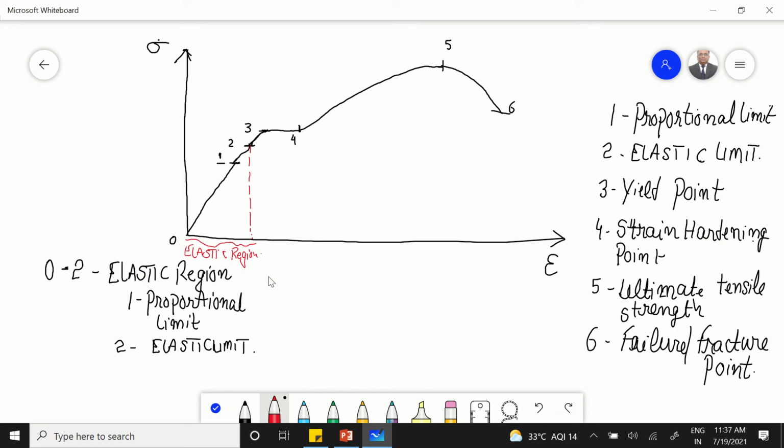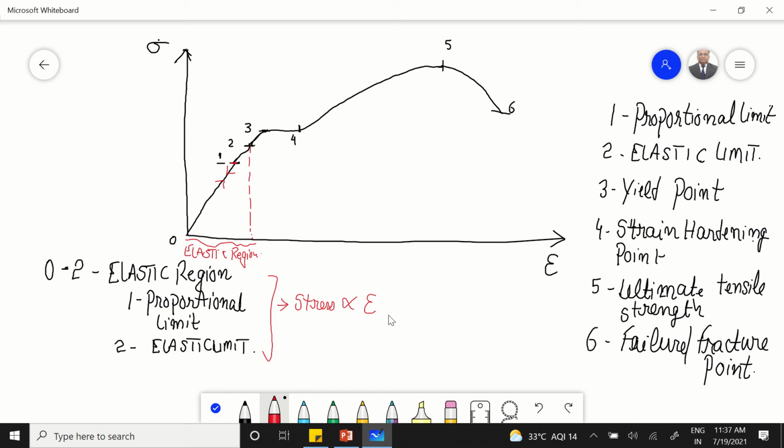Or in other words, if you load the material up to point number 1, which is the proportional limit, and from point number 1 you unload the material, it will follow the same path and the material will regain its initial position completely. So up to the proportional limit, stress follows a linear relationship. Stresses are directly proportional to strains.